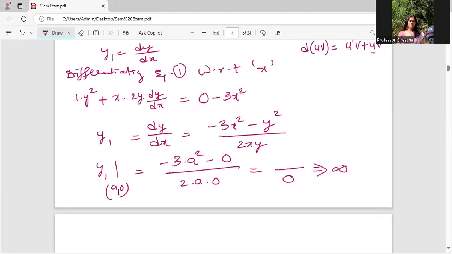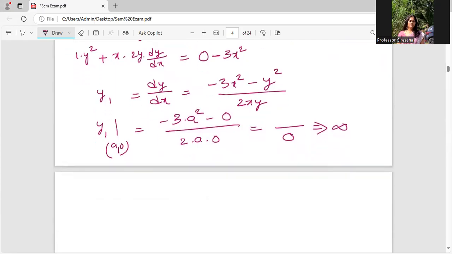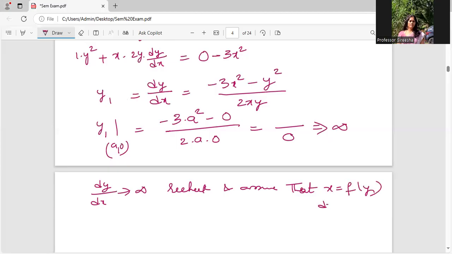Because of this, I'll go back, recheck, and come up with the second formula of radius of curvature, as I mentioned in the previous video: if my dy by dx tends to infinity, I recheck and assume the curve equation to be x as a function of y, and then go with dx by dy and d square x by dy square.